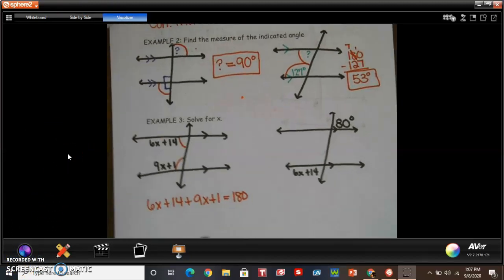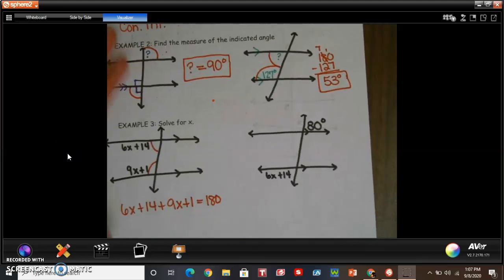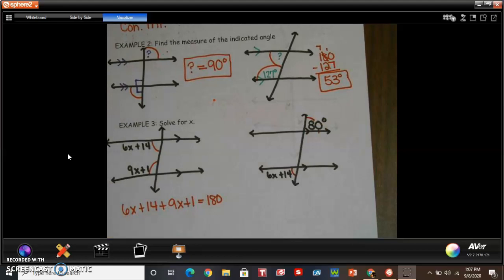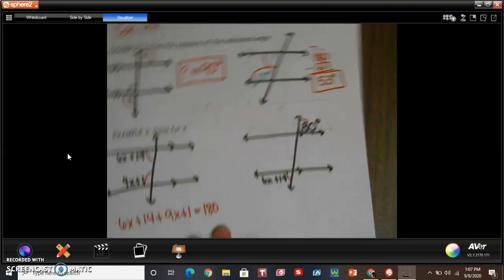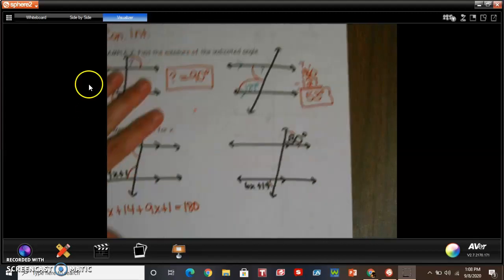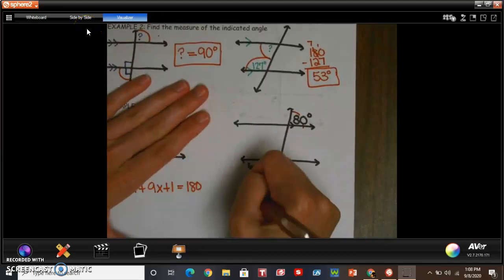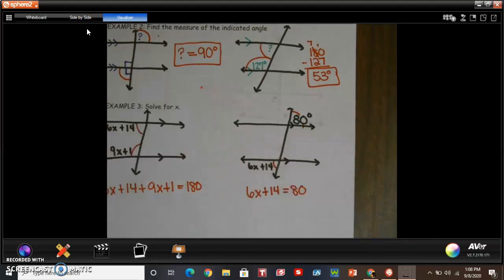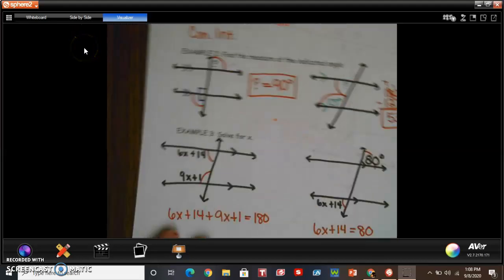All right, let's look at this next one. So we know this one is 80. And this is 6x plus 14. We're outside our 2 lines and opposite, so we're alternate exterior. Those are equal. So we would take this and we go, okay, 6x plus 14 equals 80. Again, try solving that one on your own and then check your answer with the PDF to make sure you're doing the algebra correctly.